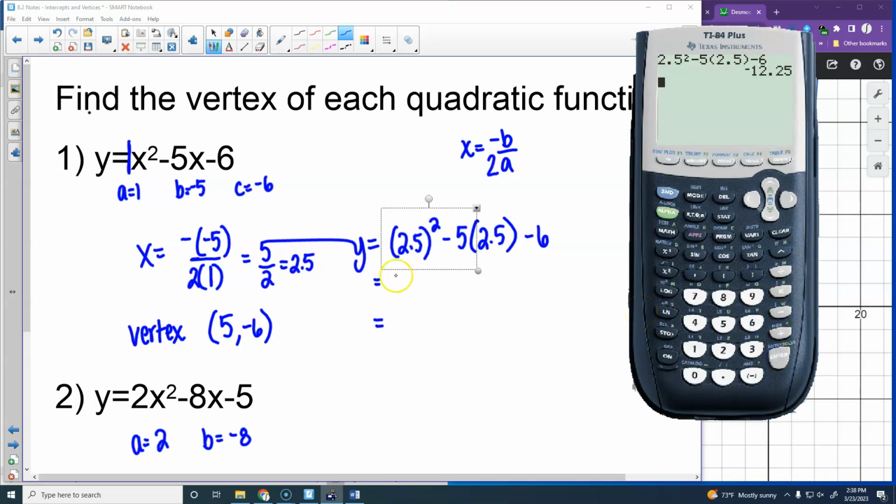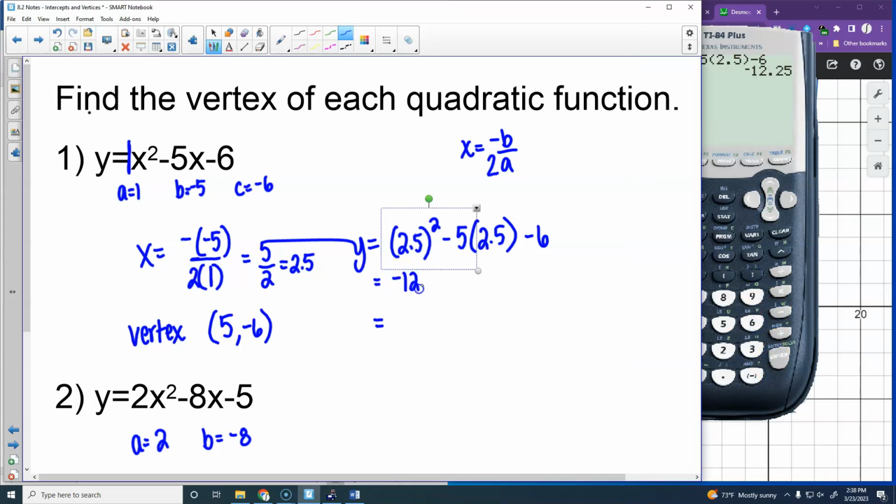All right, negative 12.25. So let me fix my vertex. It is wrong. At least I realized that I was teaching you wrong before we did the whole worksheet.